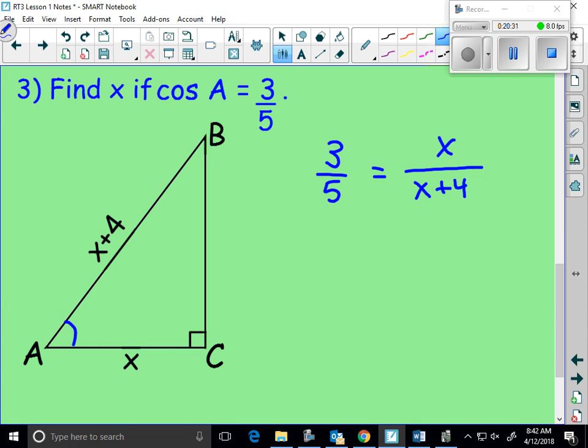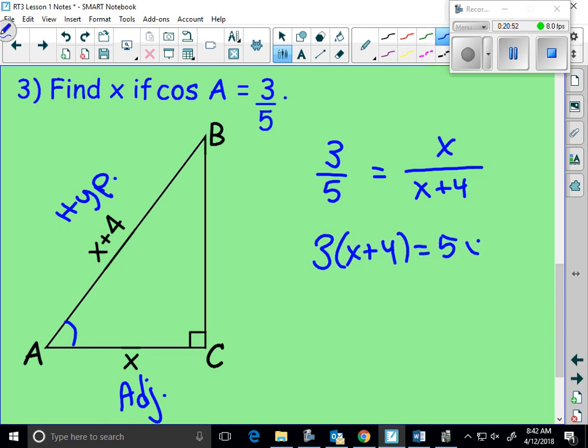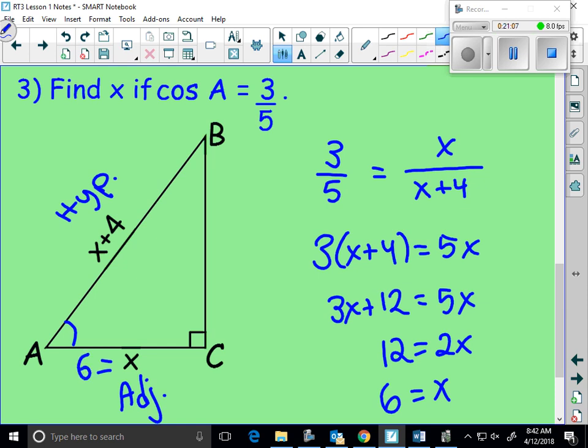Does that take you back about 3 chapters? Yeah. This is the hypotenuse. This is the adjacent side, right? So I'm going to cross multiply. I'm going to distribute. I'm going to subtract. X equals 6. So this side right here equals 6, and this side right here equals what? 10, yeah, because x equals 6.